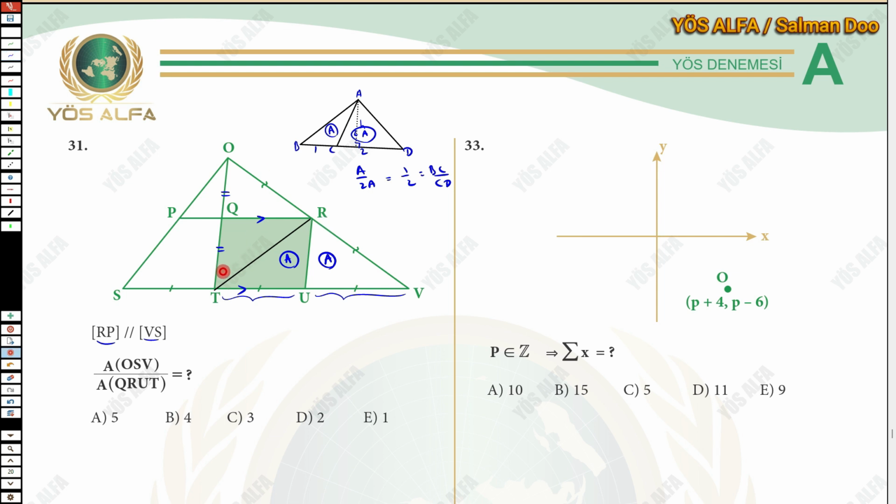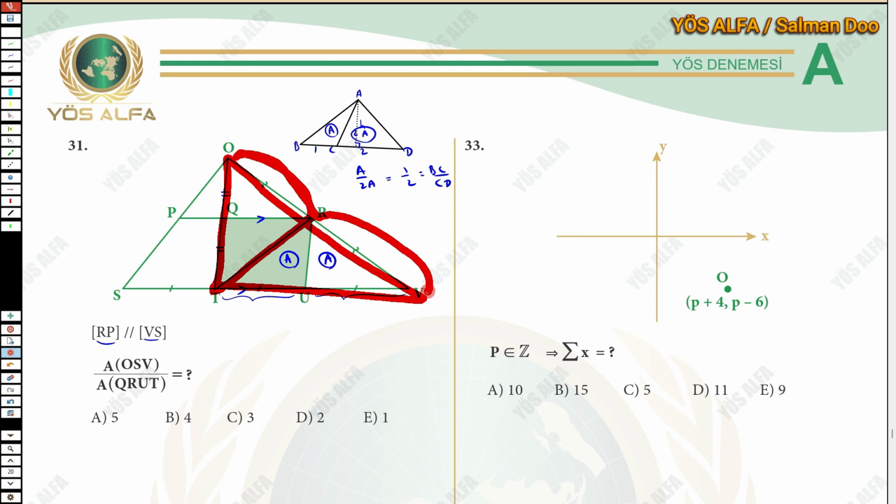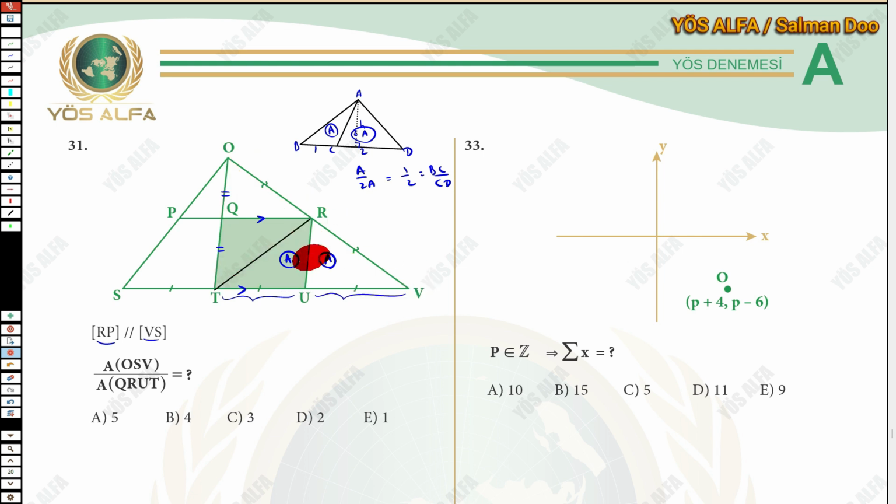And now let's take a look at this triangle, and we can divide this triangle into two from here. And since these two have equal bases, their areas must be the same too. If this one is 2A, this one must be 2A too. So let me write it over here. This is 2A. And let's take a look at this triangle from the vertex R.